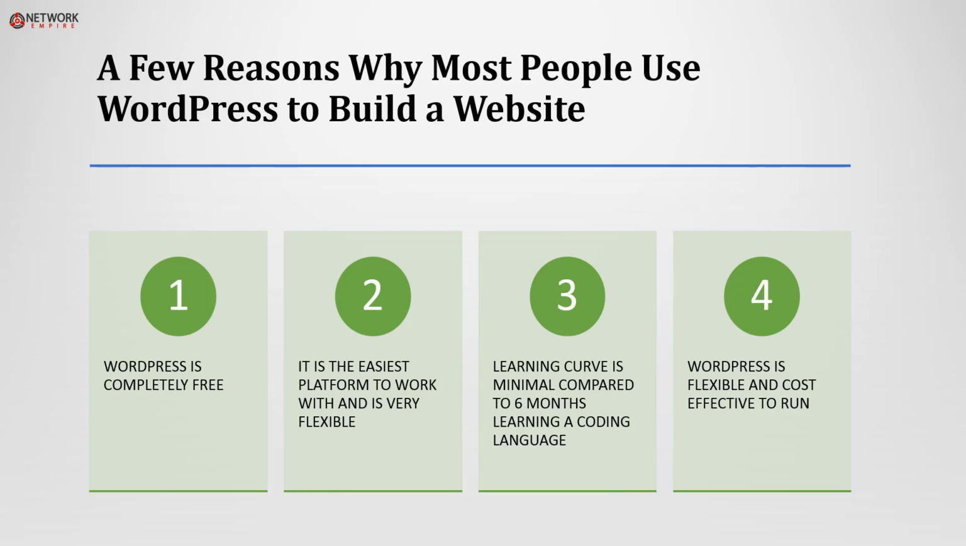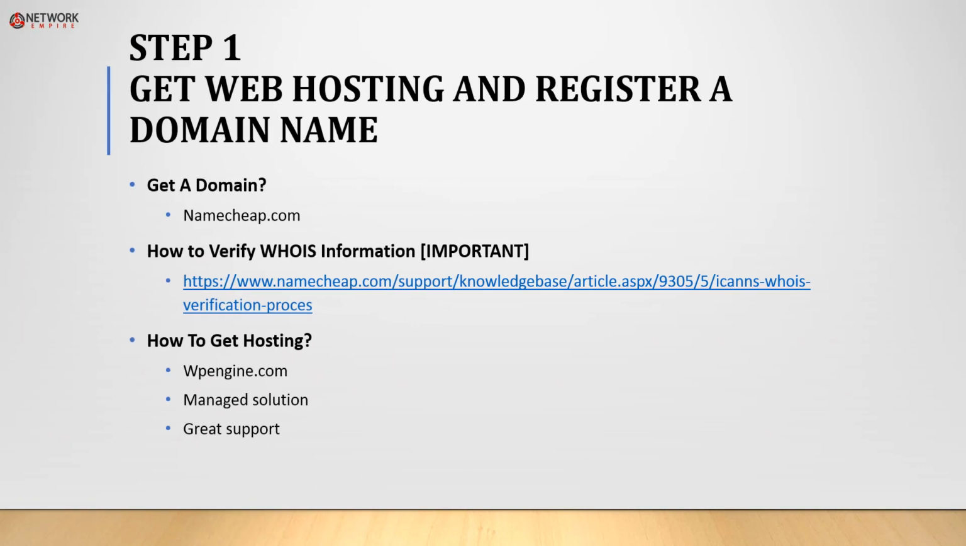Okay, so let's look at how we go about doing this. The first thing we have to do is get web hosting and register the domain. Like I said before, we're going to use namecheap.com to register the domain. Then two, if you want to see if it's actually working, there's a link there to verify your domain. Number three, we're going to use WP Engine for hosting. It's a managed solution and it's got great support.